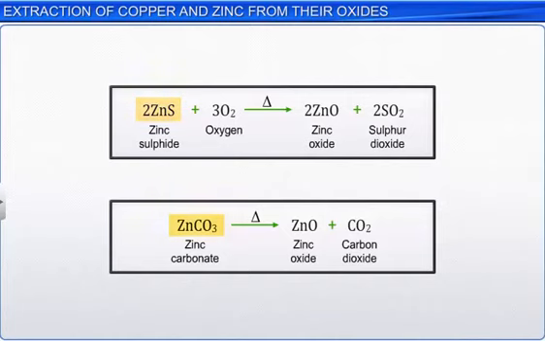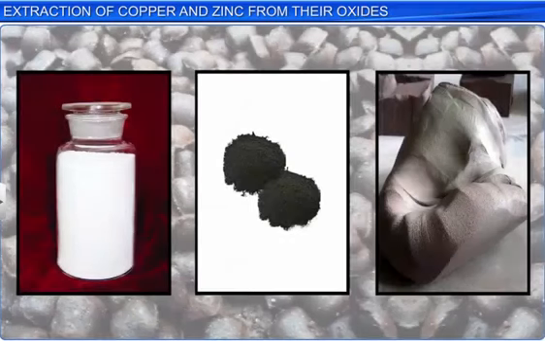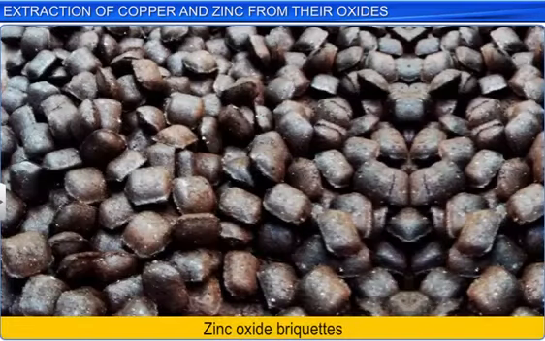Depending on whether sulfide or carbonate ores are used for the extraction, the concentrated ore is either roasted or calcined. The zinc oxide obtained after roasting or calcination is reduced to zinc in vertical retorts. In practice, zinc oxide is powdered, mixed with coke and clay, and then made into small briquettes. The briquettes are placed in vertical retorts that are lined internally with clay bricks. Producer gas is used as the fuel to heat the charge.